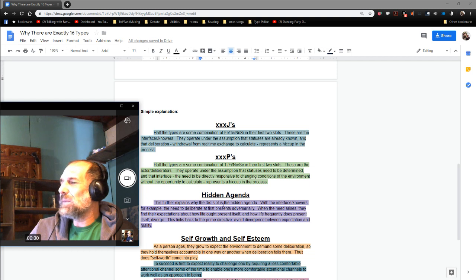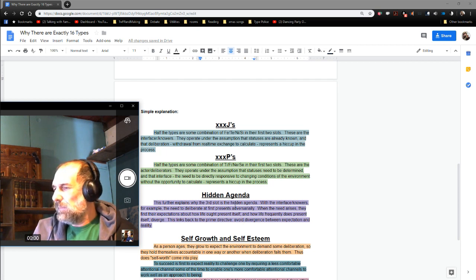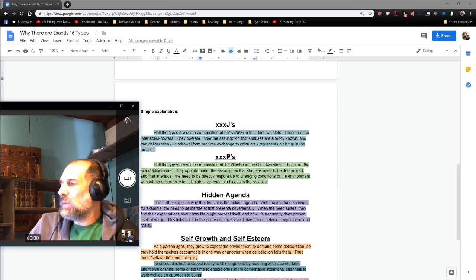This further explains why the third slot is the hidden agenda. With the interface knowers, for example, the need to deliberate at first presents adversarially. When the need arises, they find their expectations about how life ought to present itself and how life frequently does present itself diverge. This links back to the prime directive: avoid divergence between expectation and reality. And the same is true with the action deliberators.